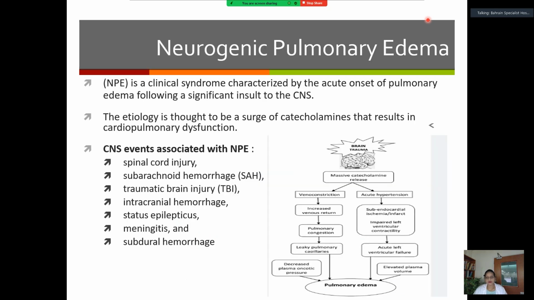Neurogenic pulmonary edema is a clinical syndrome characterized by the acute onset of pulmonary edema following a significant insult to the central nervous system. The etiology is thought to be a surge of catecholamines that results in cardiopulmonary dysfunction. CNS events associated with neurogenic pulmonary edema are spinal cord injury, subarachnoid hemorrhage, traumatic brain injury, intracranial hemorrhage, status epilepticus, meningitis, and subdural hemorrhage.